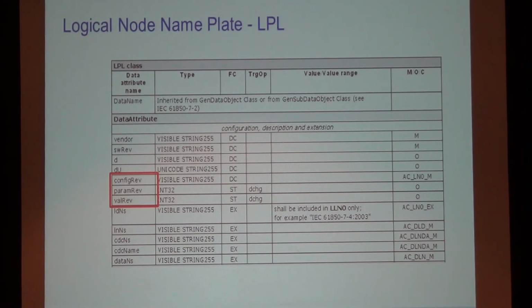One of the big advantages of 61850 is there's a lot of information about the device you're communicating with. For instance, in this case, a logical node nameplate is one of the common data classes that exist. In this case, this is giving you information about the logical node itself. And here we have information such as vendor, the software revision, a description, and three very important parameters that give you revision information about the configuration of the device.